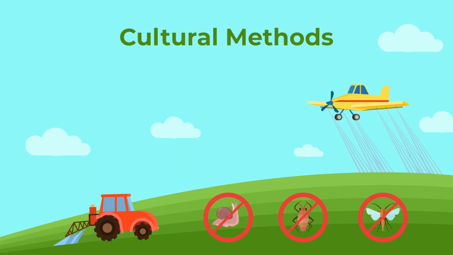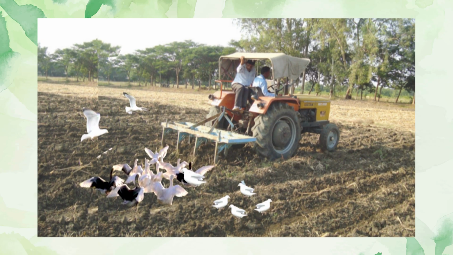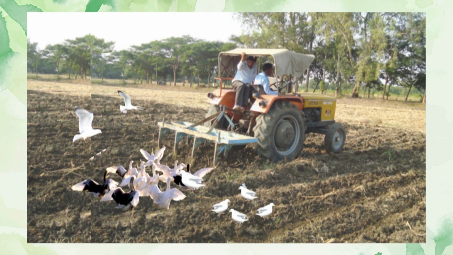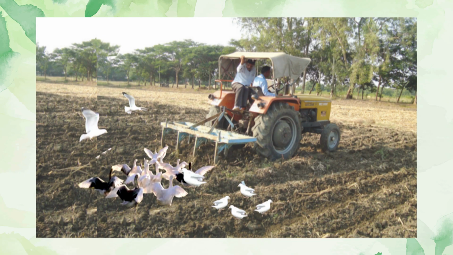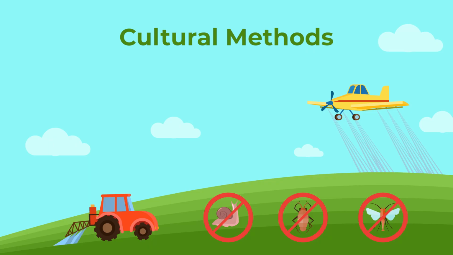First, cultural methods. Tillage. Soil-borne fungi, bacteria, and nematodes that serve as sources of infection perpetuate in the soil. When the soil is ploughed, they get exposed to the sun's high temperature. This reduces their population or activity within the soil.